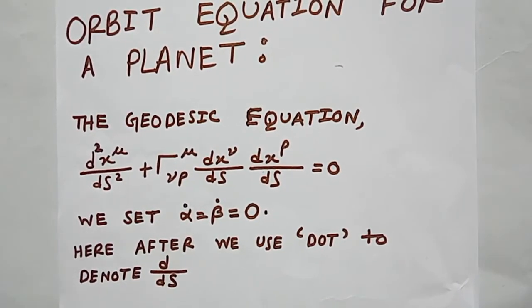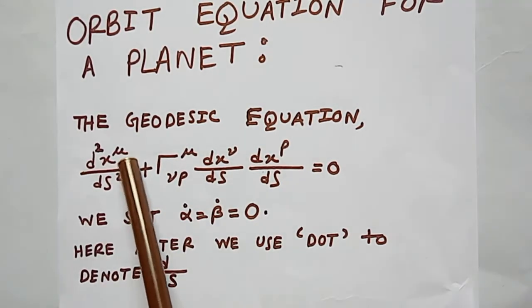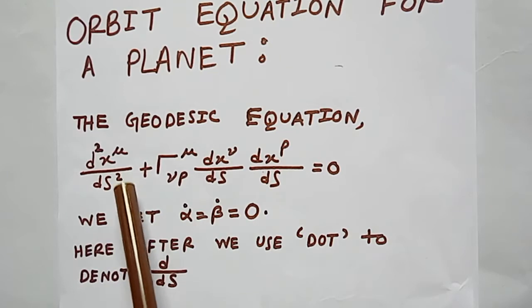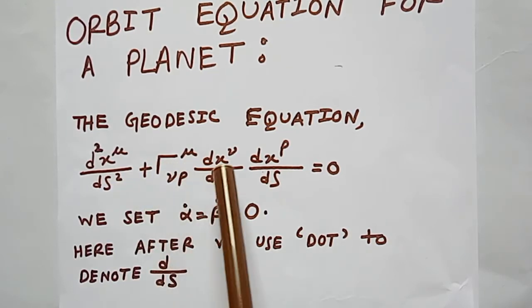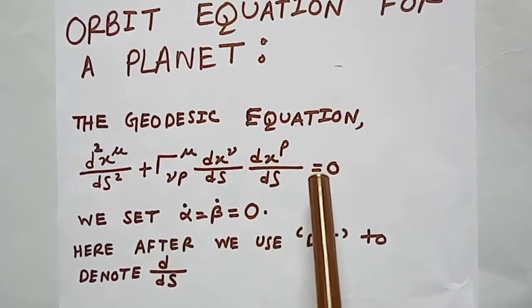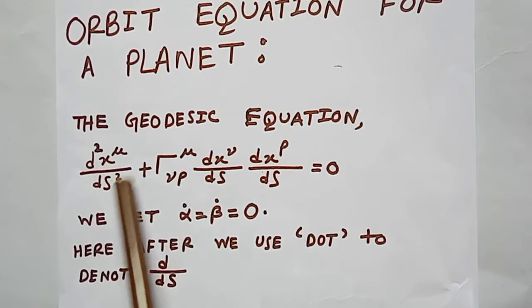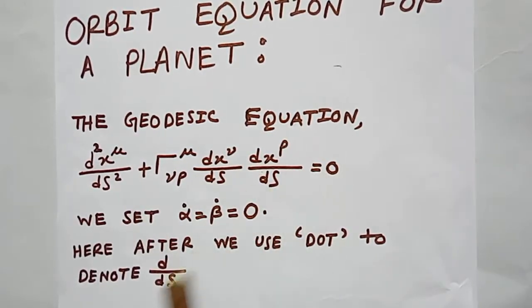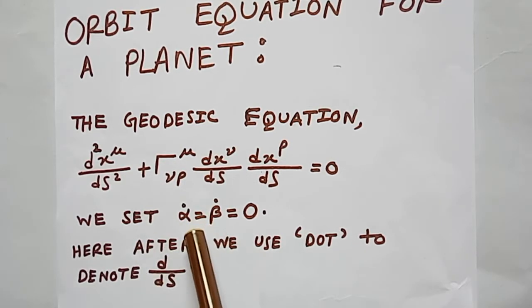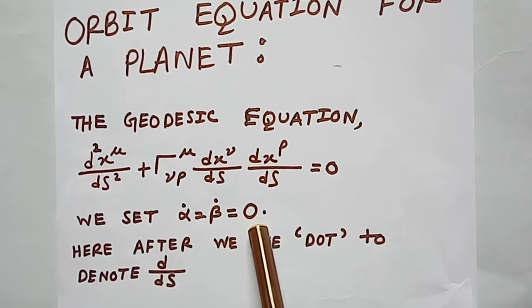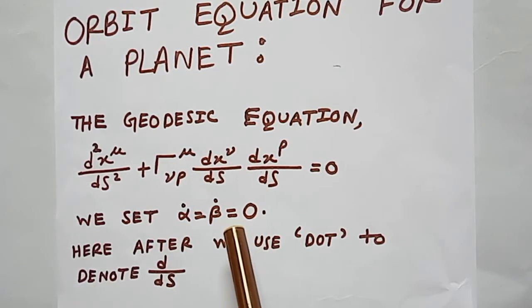We know the geodesic equation: d squared x mu per ds squared plus gamma mu nu rho dx nu/ds dx rho/ds equal to 0, where gamma mu nu rho is the Christoffel symbol. In the earlier video, the solution of the Einstein field equation, we set alpha dot equal to beta dot equal to 0. There dot meant d per dt, but here dot means d per ds for simplicity.